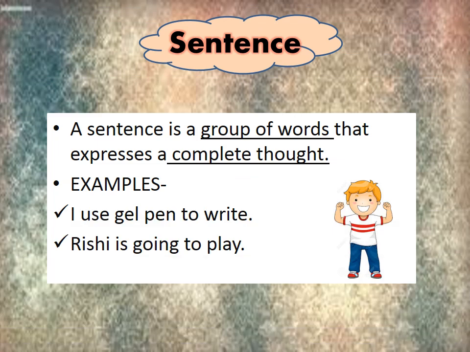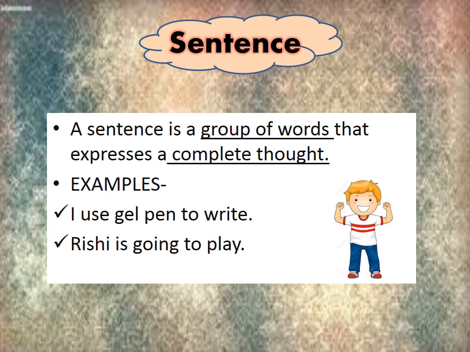Now what is a sentence? A sentence is a group of words that expresses a complete thought. It means a sentence has a group of words that tells something meaningful. For example, I use gel pen to write. Rishi is going to play.